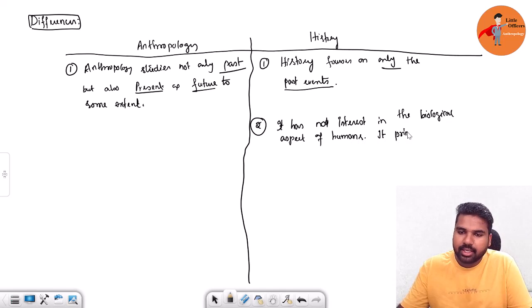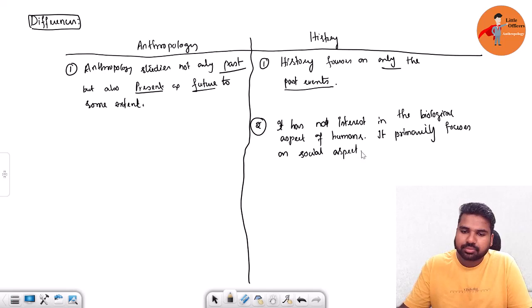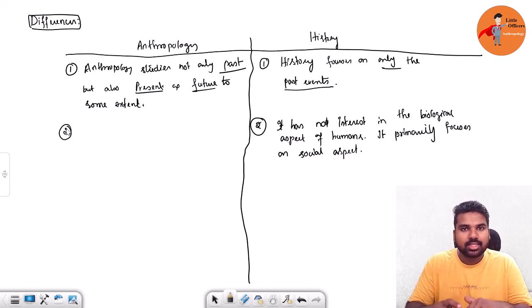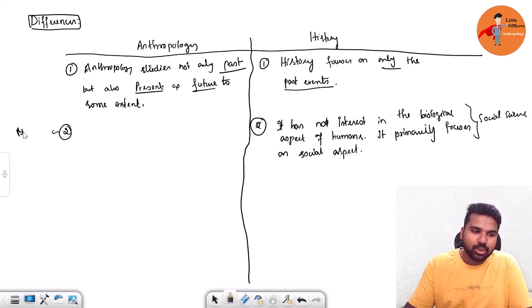It primarily focuses on the social aspect, only the social aspect. So it is a social science only. But when it comes to anthropology, it focuses on the social aspect as well as the biological aspect. So that's why it is a biosocial science. If you want to write it in simple words, history is a social science, whereas anthropology is a biosocial science because it focuses on the biological aspect as well as the social aspect.